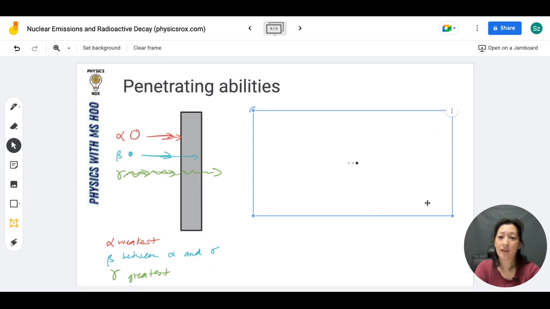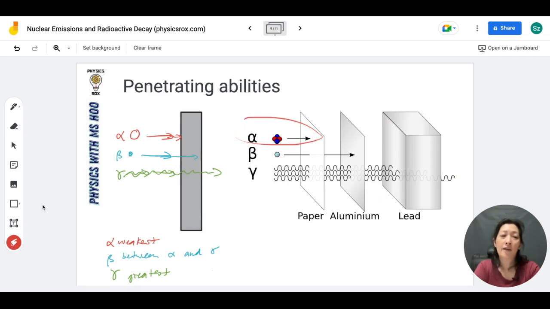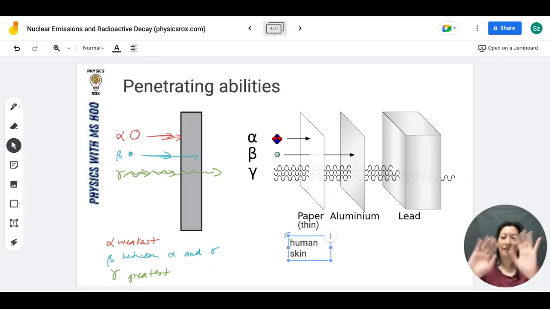In addition to knowing their penetrating abilities, you also need to know what can stop alpha, beta, and gamma. When we say what can stop it, it's like the basic minimum that it needs. So alpha can be easily stopped by a thin piece of paper. In addition to paper, alpha can also be stopped by human skin. Basically, it means that if we were exposed to an alpha source, the alpha cannot penetrate our human skin to get into the internal organs. Our skin is able to stop alpha from going through in the first place. So that's how easy it is to stop alpha.